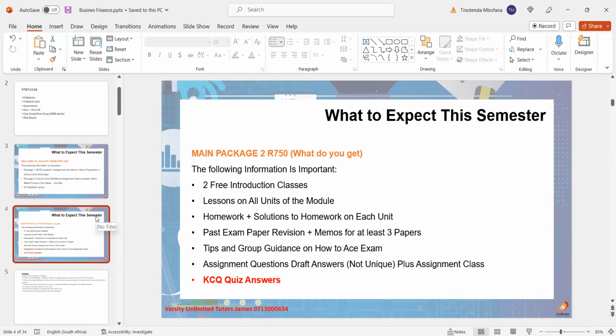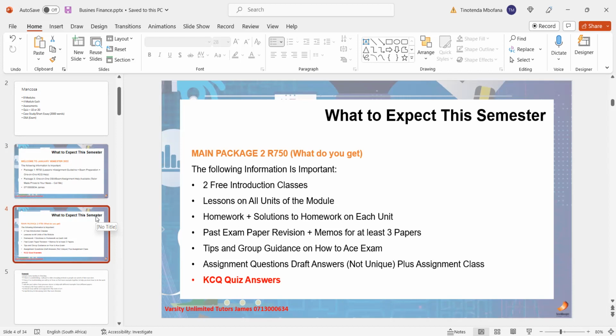If you've got 2 modules, which means you're going to meet us 2 times during the week. These lessons are going to be online, just like the one we are doing. It's going to be online on Zoom, right? Then in addition, you might receive some homework and some solutions to the homework that you're going to get.